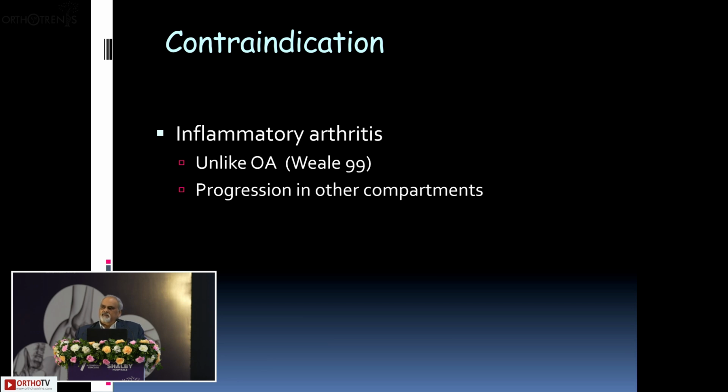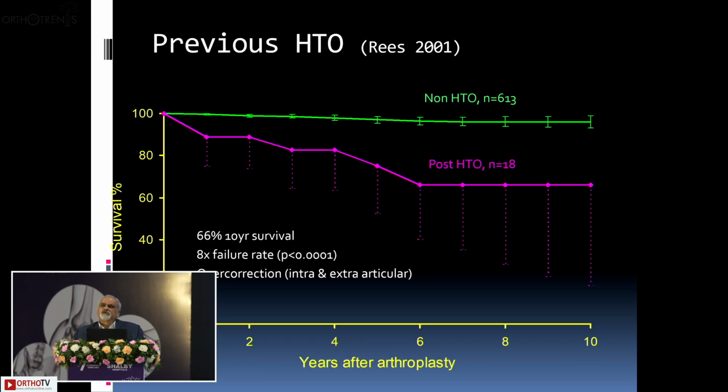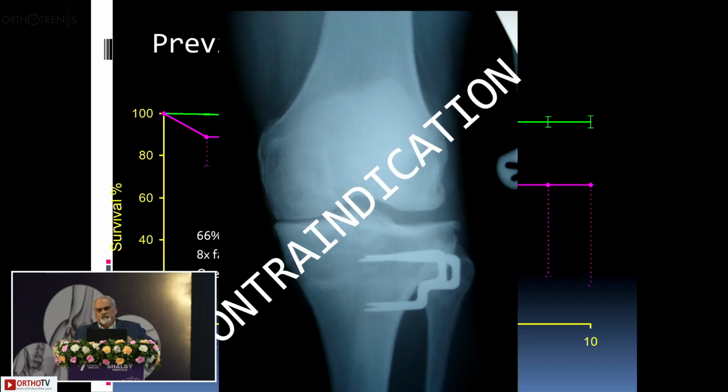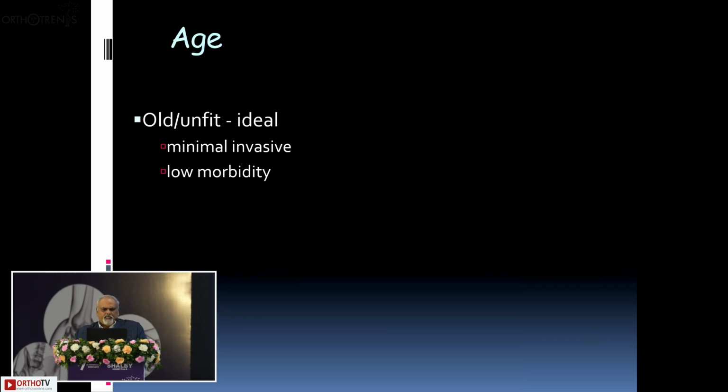Inflammatory arthritis is an absolute contraindication. You're not going to perform this surgery if there's even a suspicion of inflammatory arthritis in the joint. Similarly, previous HTO is a contraindication. In a failed HTO, the dynamics are disturbed, and it's probably not a good idea to treat that knee with a unicompartmental knee.